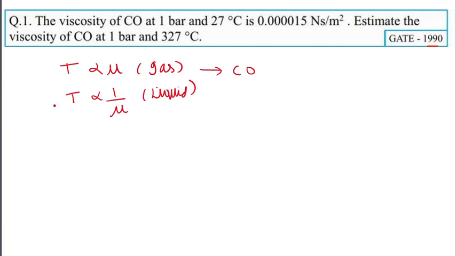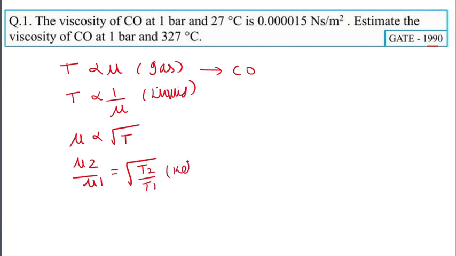Okay, so now we can calculate using the appropriate and correct equation for the viscosity. The relation between the viscosity and temperature is that viscosity is directly proportional to the square root of the temperature. So we consider mu2 divided by mu1, it is easy to solve for the proportional. So then square root of T2 by T1. The temperature must be in Kelvin. The temperature is given in degree Celsius, so we need to convert into Kelvin.